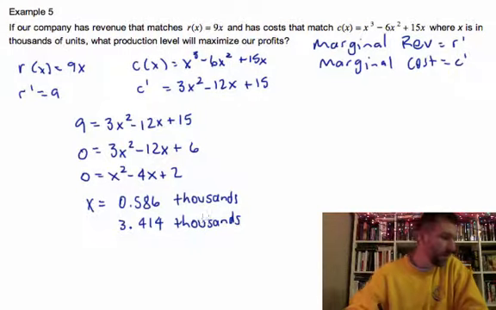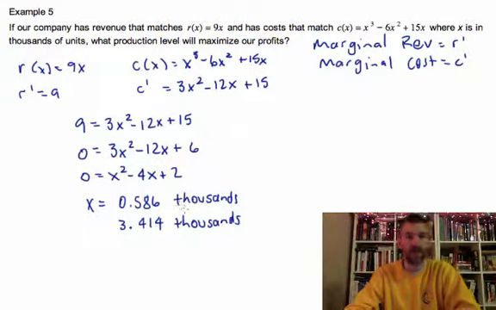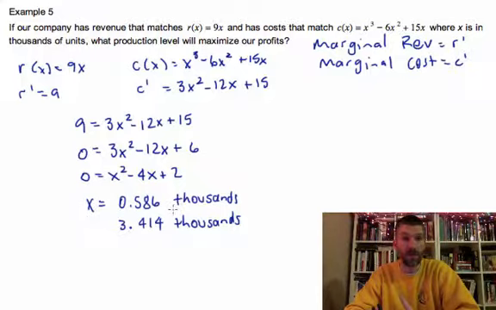So that's really an interesting way to look at maximizing profits for your company. If you have a revenue equation and a cost equation, you can take the derivative of both of those things and set them equal to each other. And wherever your zeros are, that's where your max profit occurs. Pretty cool.